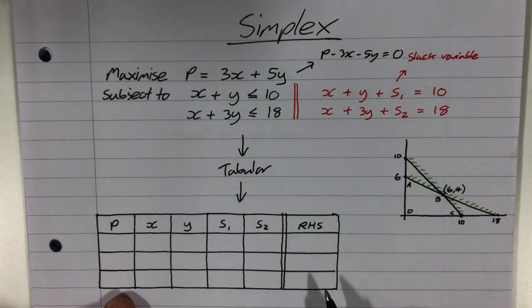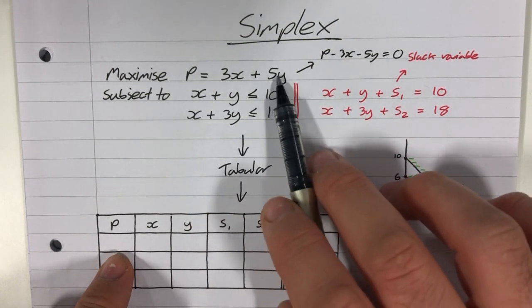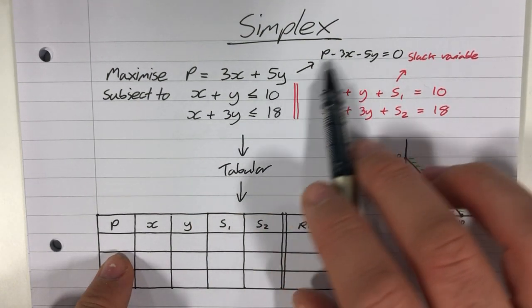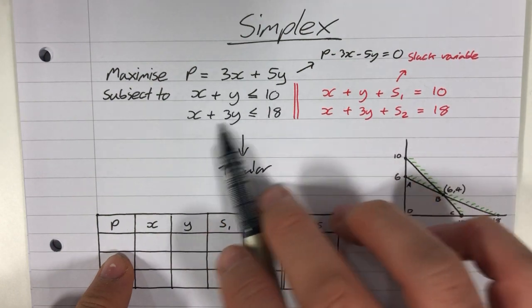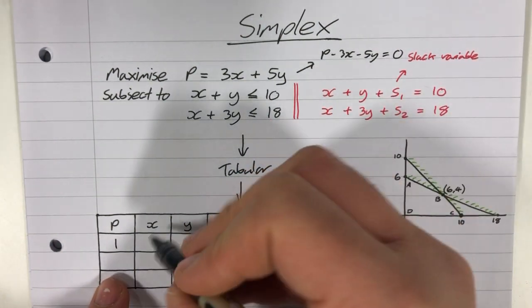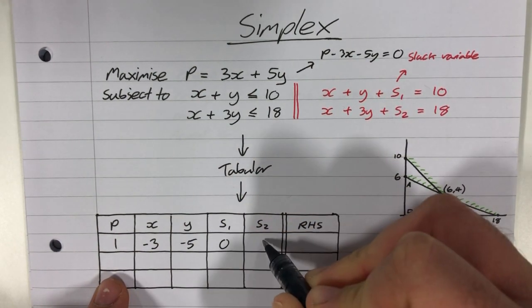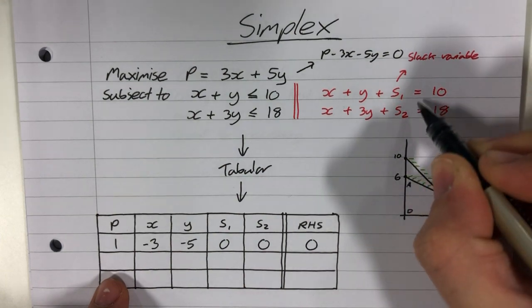So I've drawn out the tables already. And what I'm going to do is pop these three things into the table. So I've got an objective function and then two constraints, and I'm going to put them in. So it's 1p minus 3x minus 5y. No slack for that one, no slack for that one, and the right-hand side is currently 0.